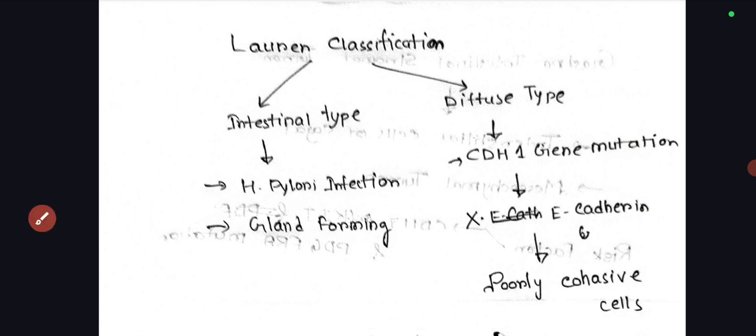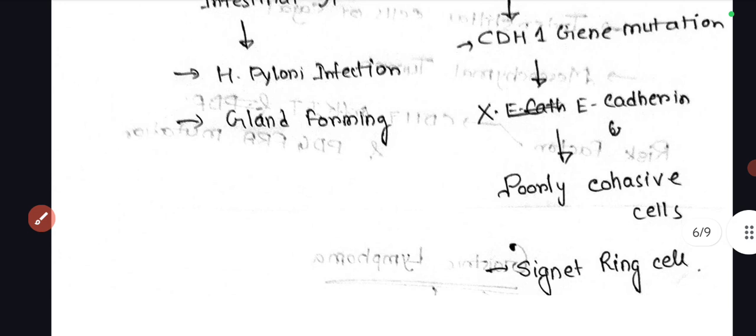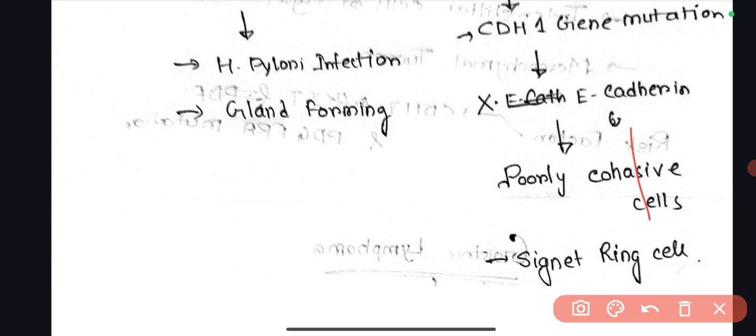What happens if the CDH1 gene is mutated? It causes absence or less formation of E-cadherin. As we know, E-cadherin helps to adhere epithelial cells together. So if there is no E-cadherin, there are poorly cohesive cells in the histological slide of diffuse adenocarcinoma.